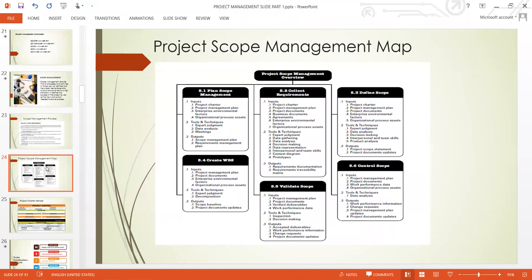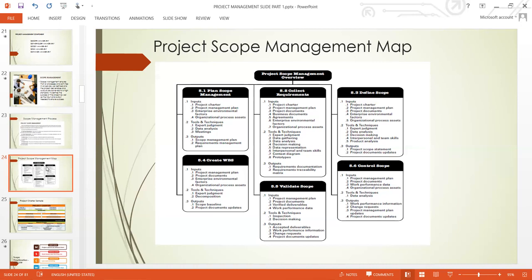So in this diagram, you can see plan scope management. That is 5.1. You see all the things you need to do, your deliverables, in order to plan your scope. It shows you the input, which is the project charter. I made mention of the project charter during our introductory section. Then project management plan, enterprise environmental factors, organizational process assets.